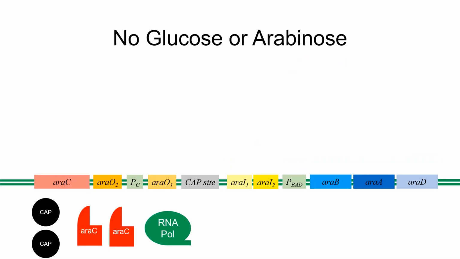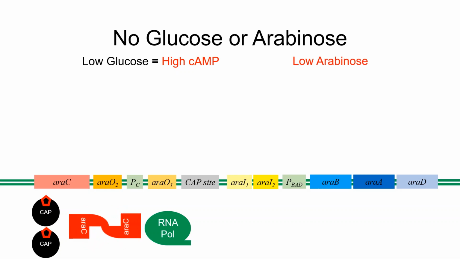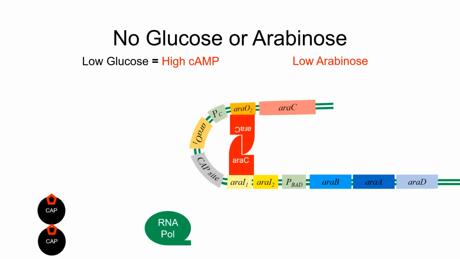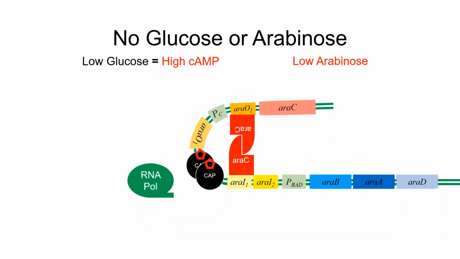Now let's say we have neither glucose nor arabinose. In this scenario, there is cAMP, so CAP is in its active form. In the absence of arabinose, AraC is still dimerized in such a way that causes DNA looping. So CAP is able to bind to the DNA, but even if it recruits RNA polymerase, it is still prevented from binding to the araBAD promoter, and therefore no mRNA is made.